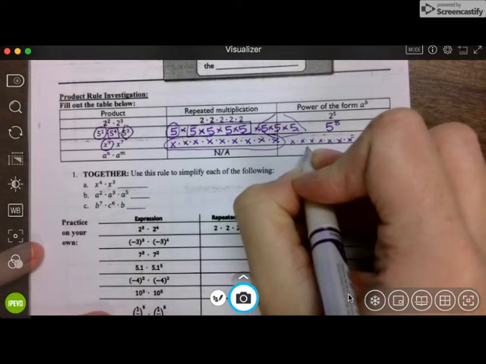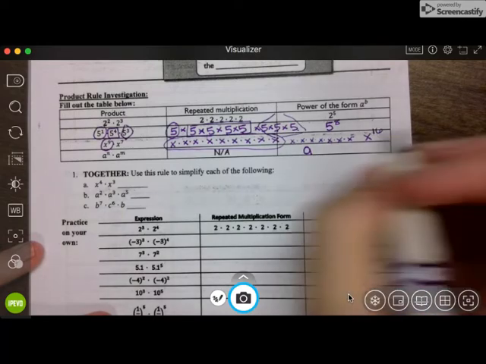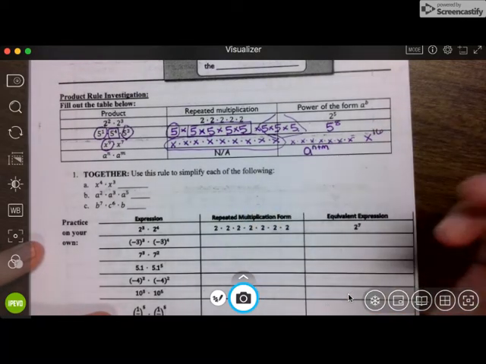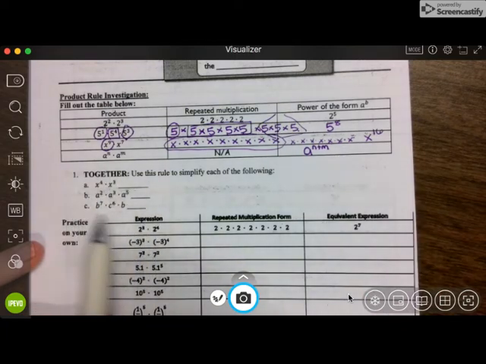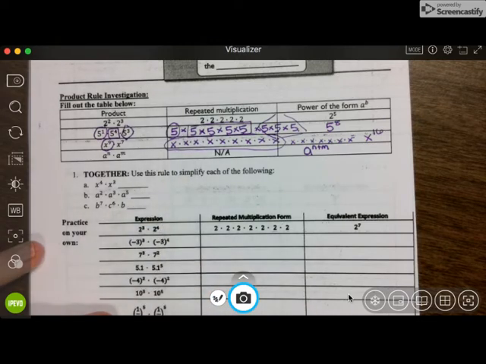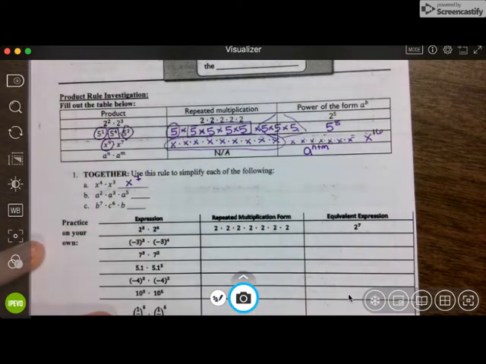This would be a is our base, right? And then what could you do to get to that exponent? Add. Good. Okay? So use that, and we're going to work on these. So instead of writing it out like we did here, which you totally can keep doing, we're going to do x to the 4th times x to the 3rd, we are going to add the exponents and get x to the 7th.